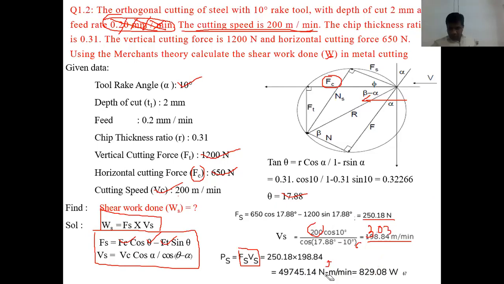Here it is Newton meters per minute, but the question is asking for work done in watts, W. So what is a watt? A watt is nothing but work done per unit time. Joule per second is the watt. Newton meter per second is joule per second, which is watt. But here you are getting Newton meter per minute. So you have to convert this into per second. To convert into per second, we need to divide by 60 here. Then we are going to get 829.08.